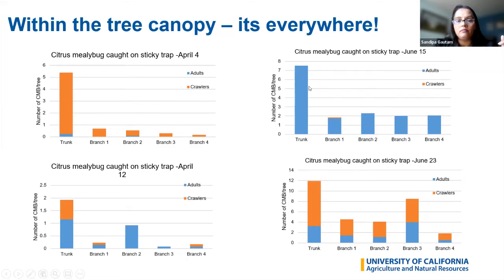Another thing I want to bring up here is that on the second week of June, pretty much all the population we caught on traps was adults. And a week following that, on June 23, we started seeing crawlers together with adults.